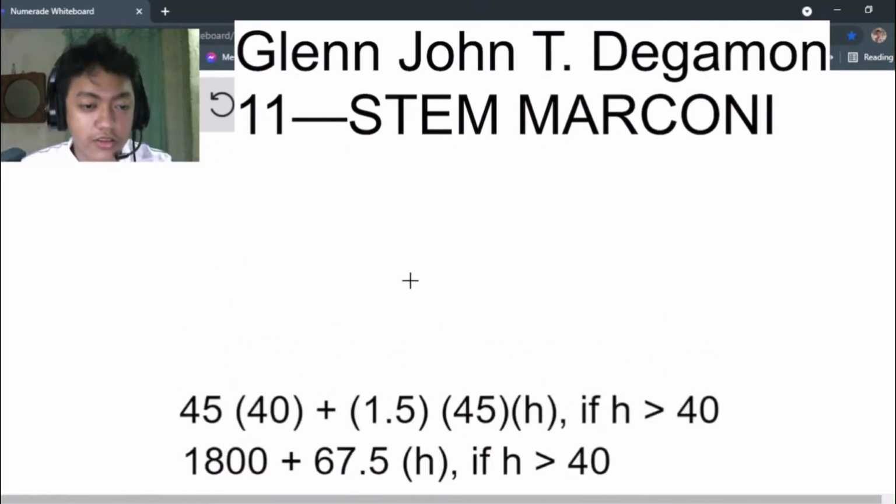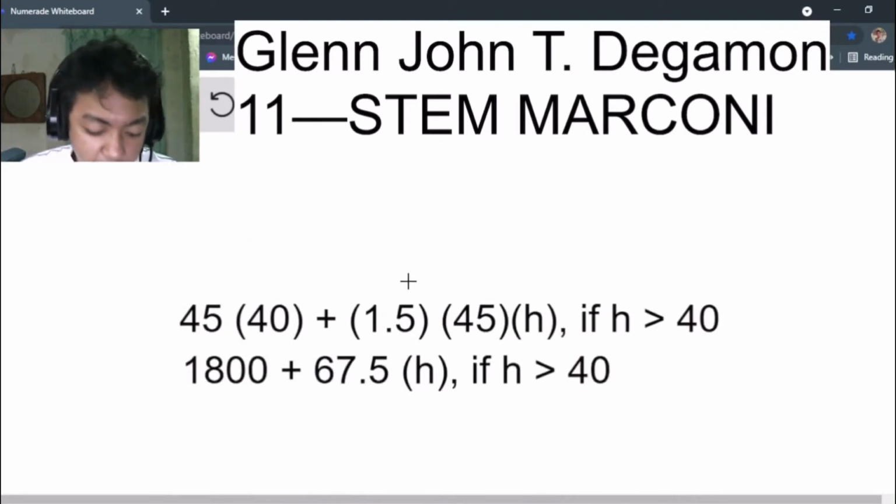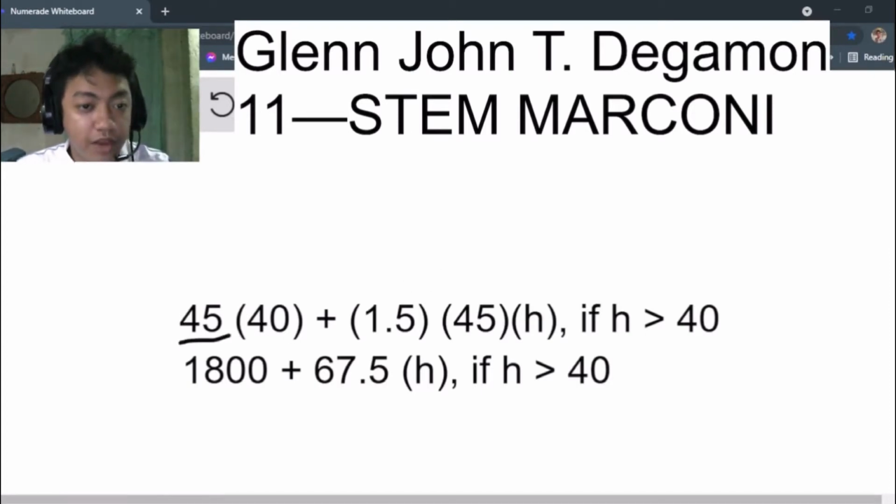For our second condition, this is quite tricky because it says here 1.5 times the hourly wage, which is 45 pesos, 1.5 times 45 for the extra hours if you work for more than 40 hours a week. Emphasis on the extra hours, not the whole week you worked. So the extra hours will be 41 and above. For example, if you work for 45 hours, the overtime is 5 hours because that's 45 minus 40. So that should be 5 times 45 times 1.5.